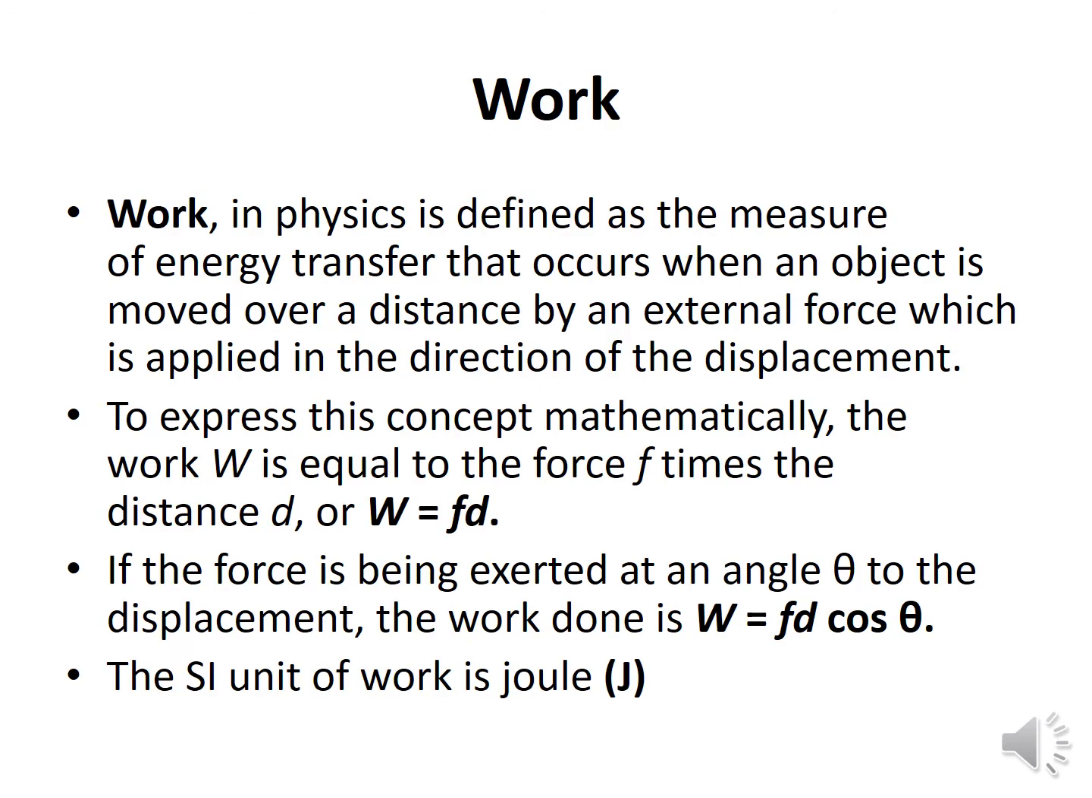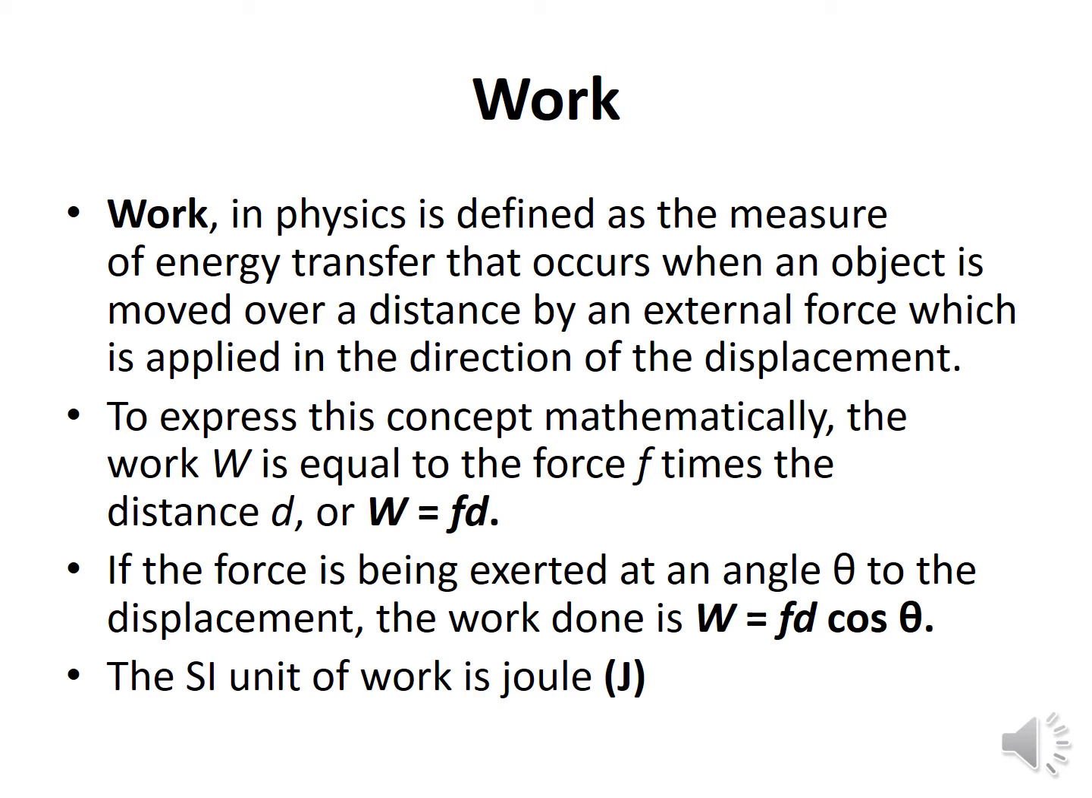Now work is defined as a measure of energy transfer that occurs when an object is moved over a distance by an external force, and this force is applied in the direction of the displacement. So in other words, we can say that work is a product of force and displacement. Mathematically, W = F × D. F is force and D is your displacement.